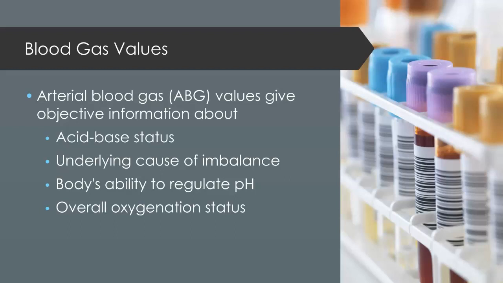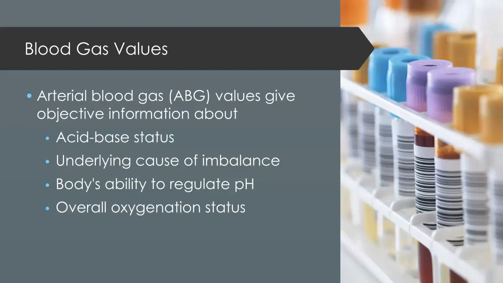The reason we do acid-base ABGs is that we're looking at some information. Number one, it tells us the acid-base status of the patient. Based on what the numbers show, it will tell us the underlying cause of the imbalance, and this will make more sense as we go through this more.